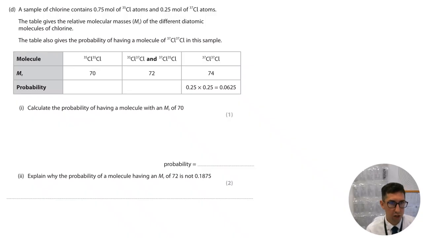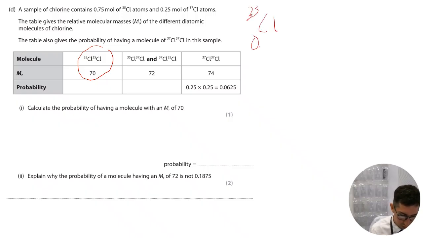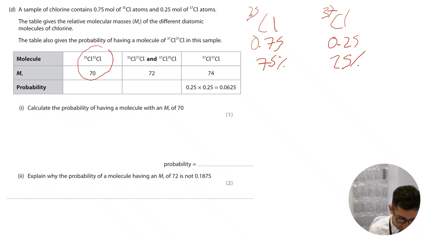So this is quite a mean question. Try it yourself first. We'll have to work out the probability of this one here. We're told that a sample of chlorine contains 0.75 moles of chlorine-35. So we have chlorine-35, 0.75 moles, or 75%. And then this one, chlorine-37, is not as much. There's only 0.25 or 25%. And it shows us how to work out the probability if they're both 37. So you'd go 0.25 times 0.25 gives you this probability.